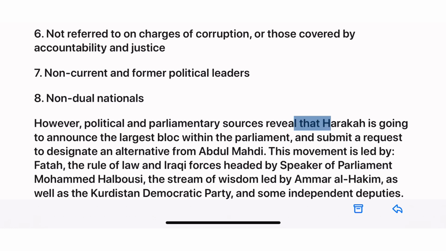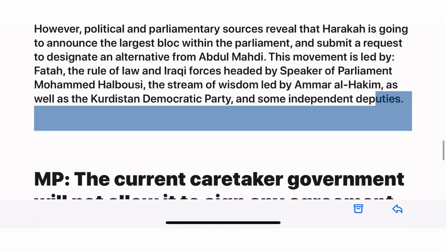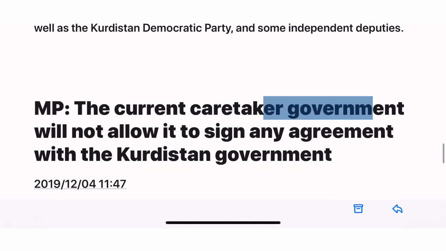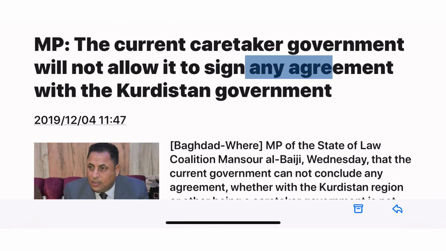8. Non-dual nationals. However, political and parliamentary sources reveal that Haraka is going to announce the largest bloc within the parliament, and submit a request to designate an alternative from Abdul Mahdi. This movement is led by Fatah, the rule of law and Iraqi forces headed by Speaker of Parliament Mohammed al-Halbousi, the Stream of Wisdom led by Ammar al-Hakim, as well as the Kurdistan Democratic Party, and some independent deputies.